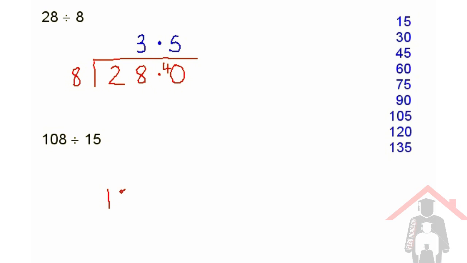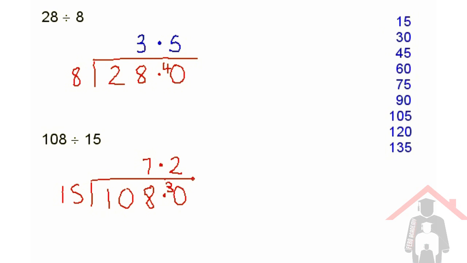We put 108 in the bus shelter, with 15 on the outside. 15 doesn't go into 1, so we look at the 10. 15 doesn't go into 10 either, so we have to look at the 108. 15 into 108 goes 7 times. This makes 105. So I have a remainder of 3. I need to put 0.0 and a decimal point up here. My remainder goes here. 15 into 30 goes exactly twice. So the answer is 7.2.